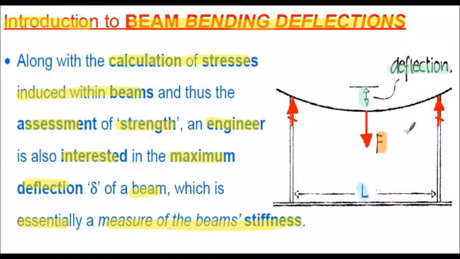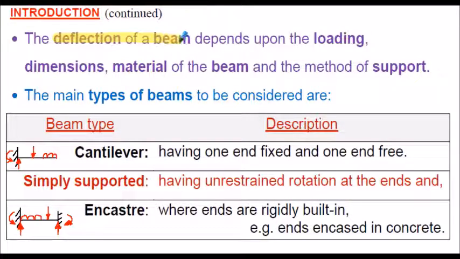This would be classified as a simply supported beam having two reactions either end, and in this case a point load is applied in the middle. So we're calculating the maximum deflection at the centre of the beam here over the span of L. Deflection of the beam depends on the loading, the geometry, the dimensions, the material from which the beam is made, and indeed the method of support for the beam.